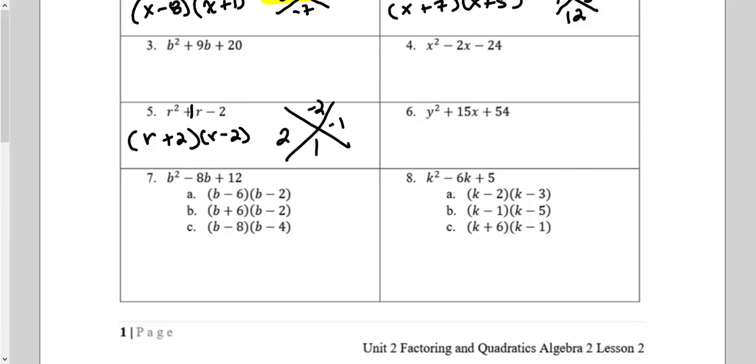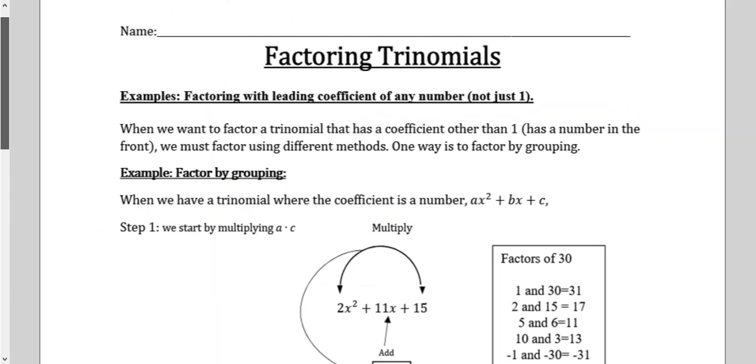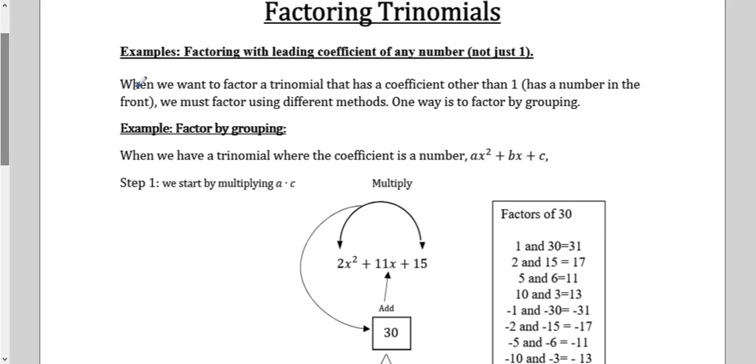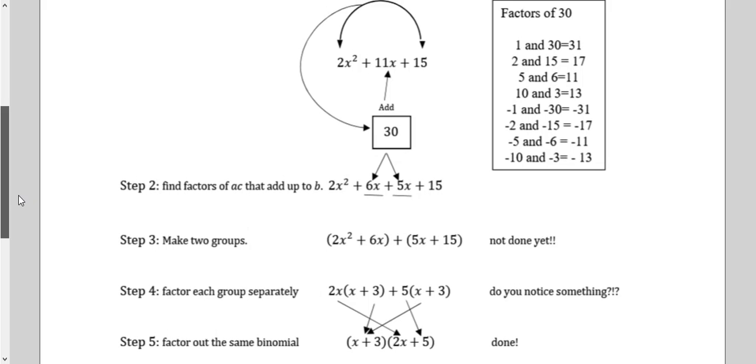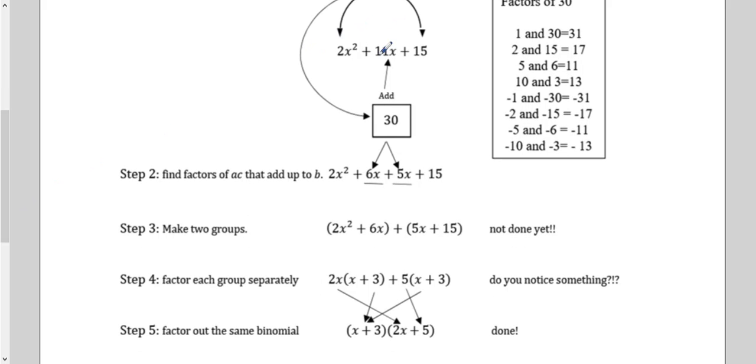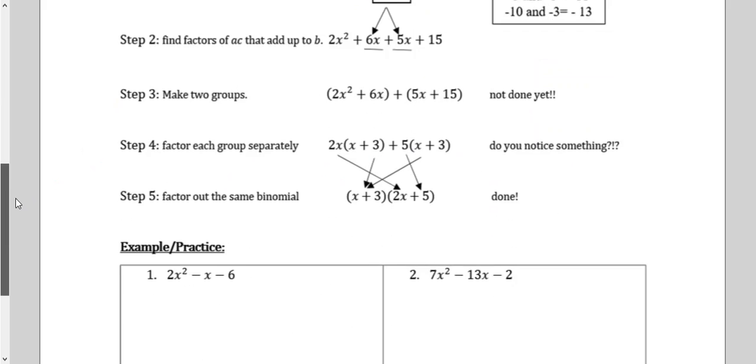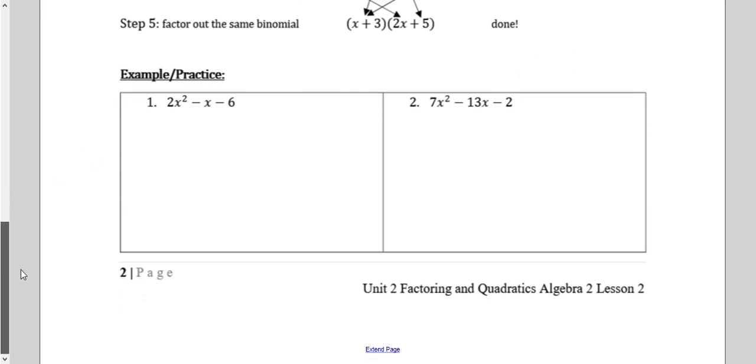Alright, so I'm going to move on to the next lesson, where we have to factor something with a leading coefficient of any number, not just one. In other words, you will see a number in the front now. So this whole process is a little different. Let's go through this process. I have all of the process here. You can read it on your own, but I just want to jump to the examples.